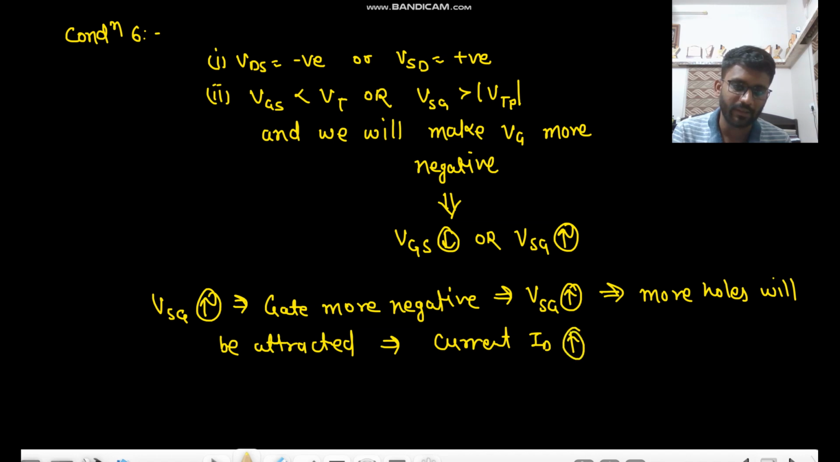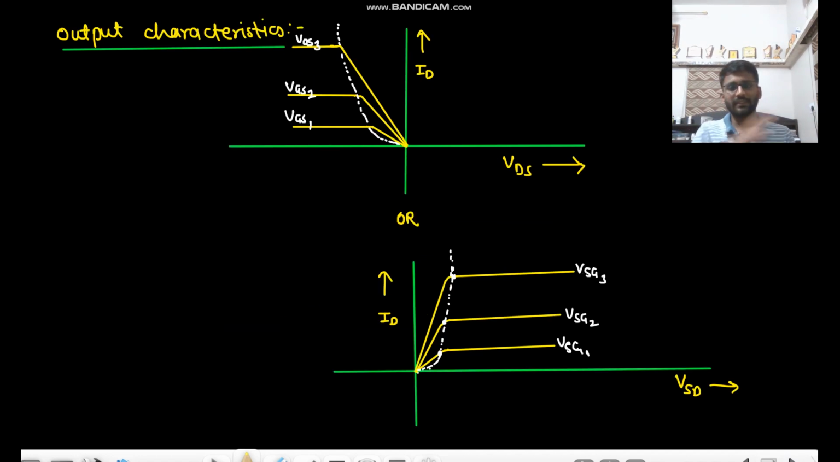Current ID will increase. Just the same concept like the previous one. So this is the output characteristic, the complete output characteristics. First is ID versus VDS, which we have already understood. Now the upper one is VGS3, then VGS2 and VGS1.